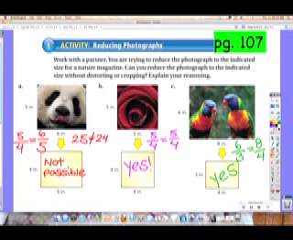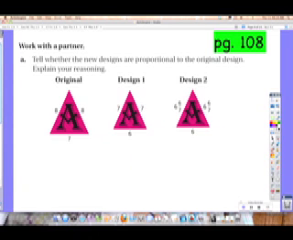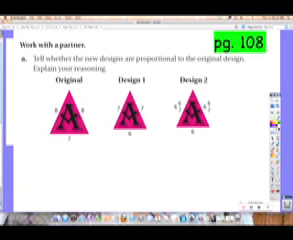This one, okay. So we've got, let me move this up. It says, tell whether the new designs are proportional. Wait, what's our new word? Proportional to the original design. So here's our original. It's got the fancy font with the letter A in it. We've got to figure out, does that match this one or does that match that one? Let's go one at a time.